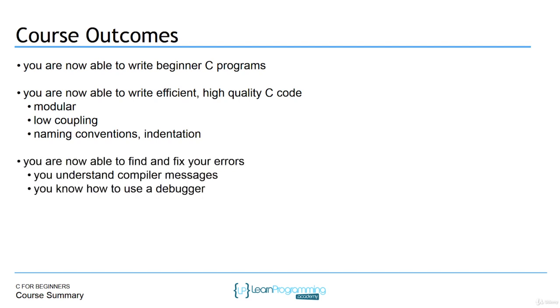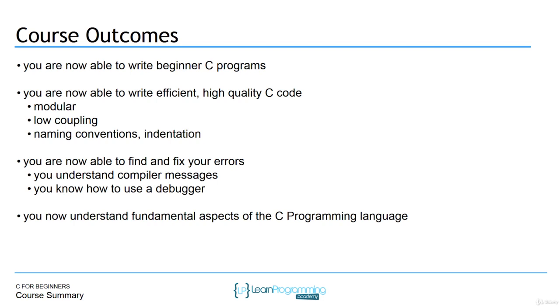You're also able to debug and be a better problem solver at the end of this course. You understand how to use the debugger in Code::Blocks. You understand compiler messages. A vital, essential skill for every programmer is problem solving and debugging, finding and fixing your errors. Also, you can use printf statements to find errors as well. You now should understand the fundamental aspects of the C programming language. Everything we talked about in this lecture and all the lectures throughout the course.